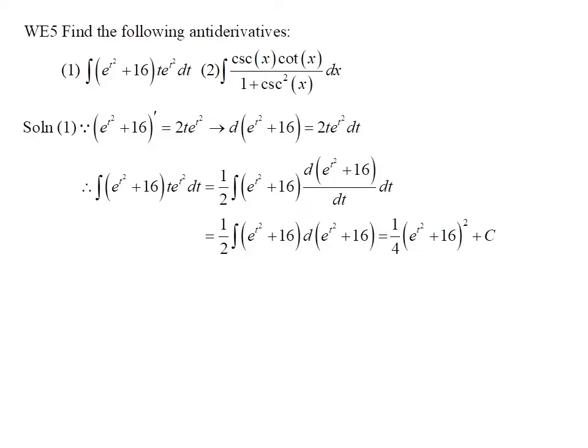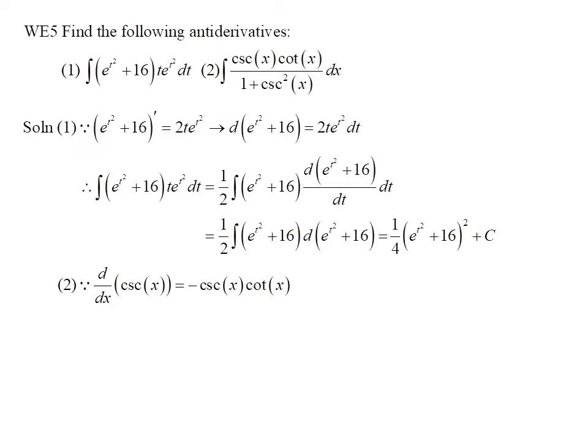which can be expressed as 1/2 times the integral of (e to the t squared plus 16) d (e to the t squared plus 16), which is 1/4 times (e to the t squared plus 16) squared plus c.